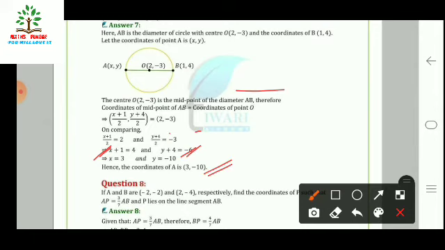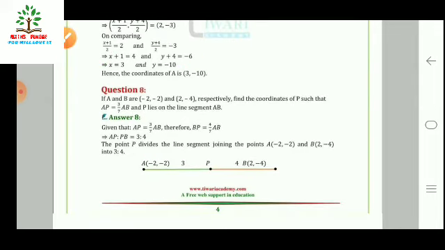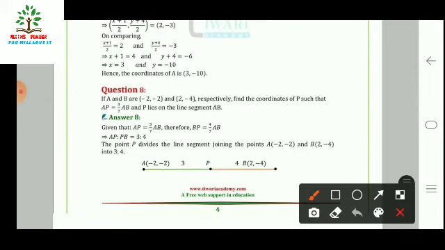Now moving towards the next question, question number 8. So what do we have in question number 8? It is given, if A and B are minus 2, minus 2 and 2, minus 4 respectively, find the coordinates of P such that AP is equal to 3 upon 7 of AB and P lies in the line segment AB. So they have given us the ratio AP upon AB is equal to 3 to 7. So now we are just taking this here. Given that AP is equal to 3 upon 7 of AB, therefore BP is equal to 4 upon 7 of AB. So the ratio will be 3 to 4.